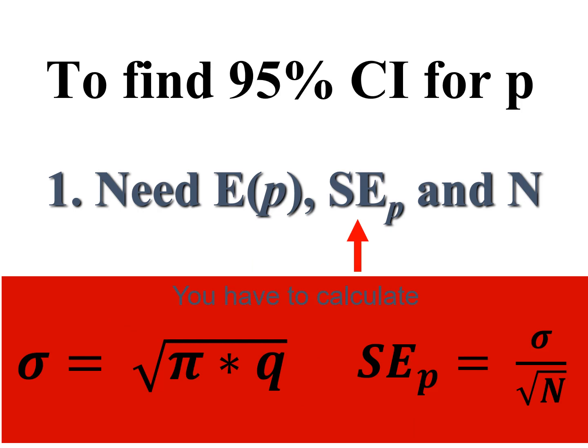Then the standard error can be calculated using these 2 formulas. First you need to find the standard deviation of the population. Once you know the value of pi, you multiply that times q, and then find the square root of the value that you obtain. Once you find the standard deviation, you plug it into this formula in order to find the standard error.